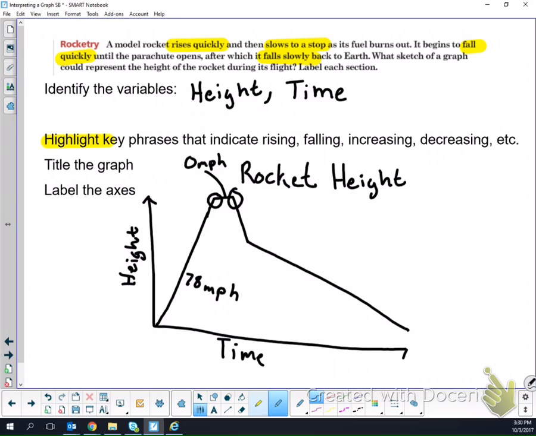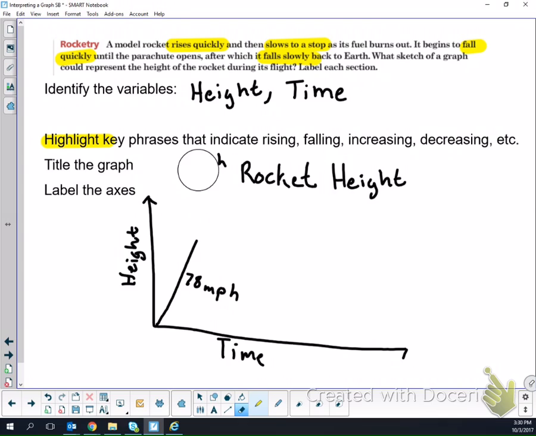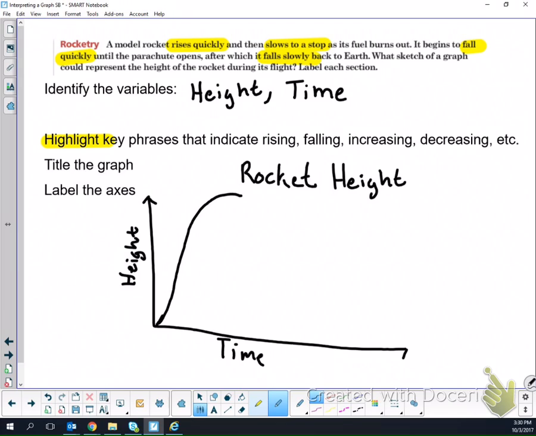So that corner there really doesn't make any sense for what this rocket did, because it didn't just come to a stop in the air. It slowly came to a stop as its fuel burned out. So the way this is more going to look is we're going to rise up quickly, but then it's going to start to tail off as it comes to a stop at the peak. And then it's going to begin falling, and it's going to fall faster and faster and faster as gravity really grabs onto it. But then the parachute is going to come out.